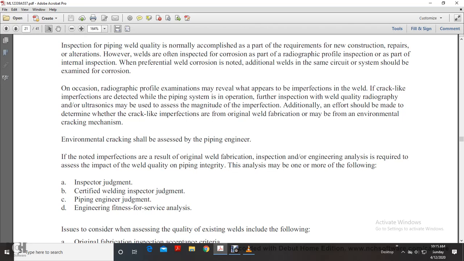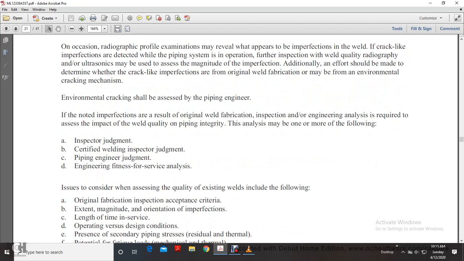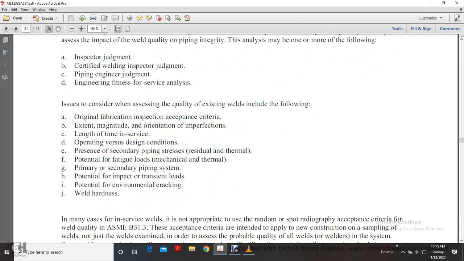For further inspection of weld quality, radiographic or ultrasonic examination may be used to assess the magnitude of the imperfection. Additional effort should be made to determine whether the crack-like imperfection is from the original welding fabrication or may be from an environmental cracking mechanism. Environmental cracking should be assessed with the piping engineer. Noted imperfections that result from the original welding fabrication may require engineering analysis to assess the impact on weld quality and pipe integrity. Analysis may be one or more of the following: inspector judgment, certified welder, piping engineering judgment, engineering fitness for service analysis.